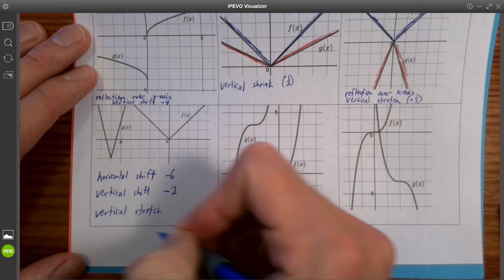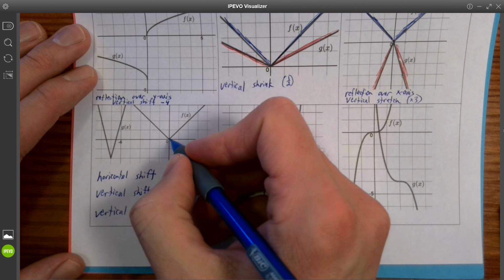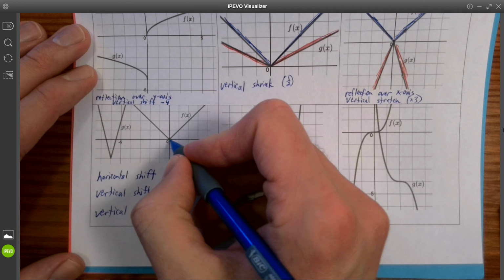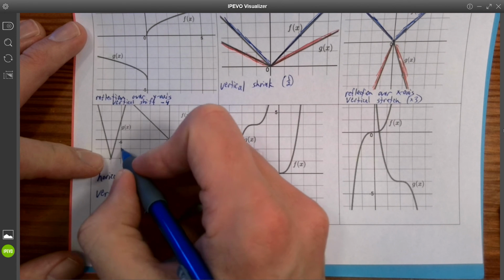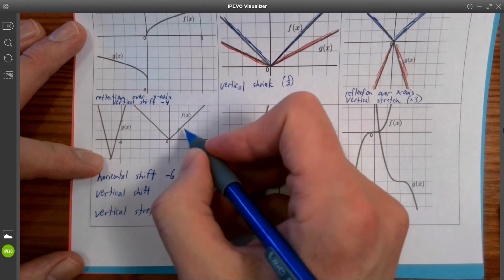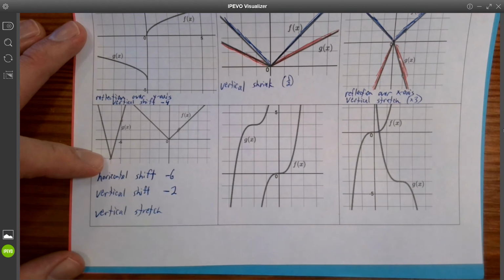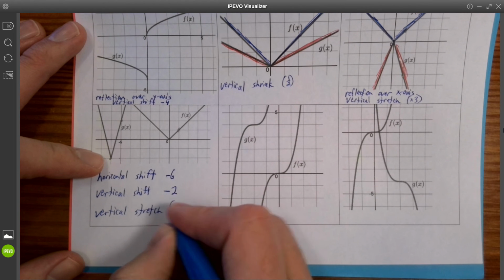The vertical stretch is a factor of, okay, well, let's go to the original. Over 1, up 1. All right, cool. Now we go to the one that's been translated, start at the origin. Over 1 and up 1, 2, 3, 4. So instead of going up 1, I went up 4. So I quadrupled it, so it's times 4.